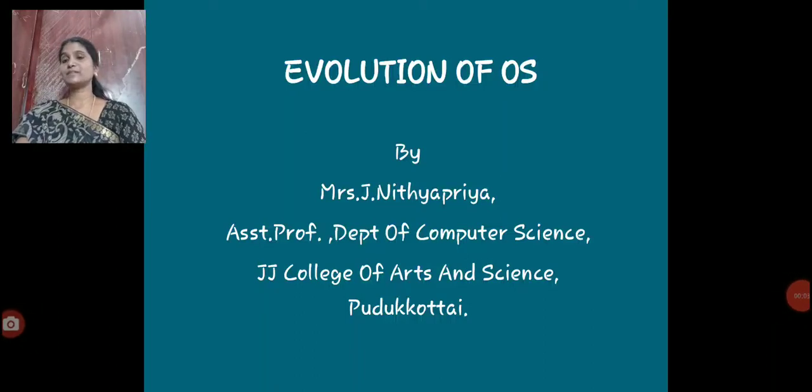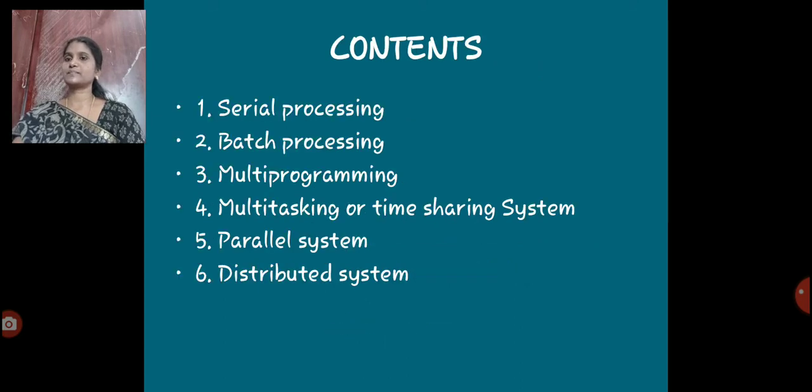Even today we are going to see the evolution of OS. In the way of seeing the evolution of OS, we are going to see the various steps that the current day operating system has come through, the stages it has come across, and those things we are going to see in the evolution of OS. And these are the contents of our presentation.